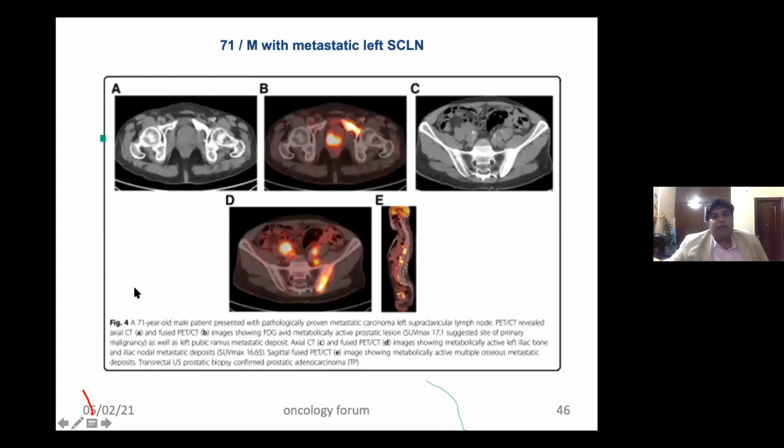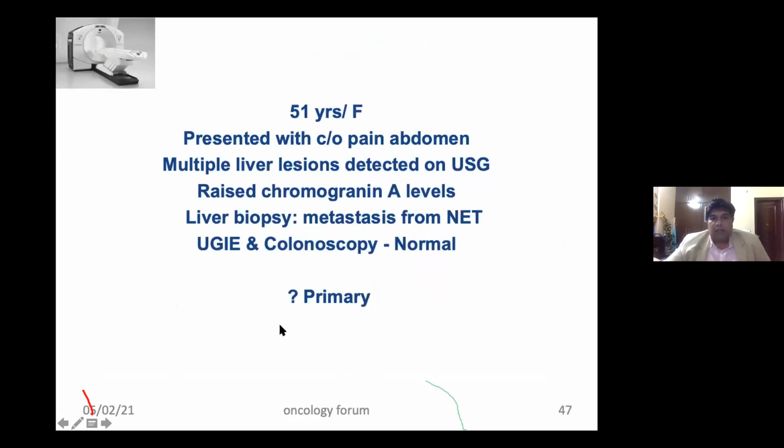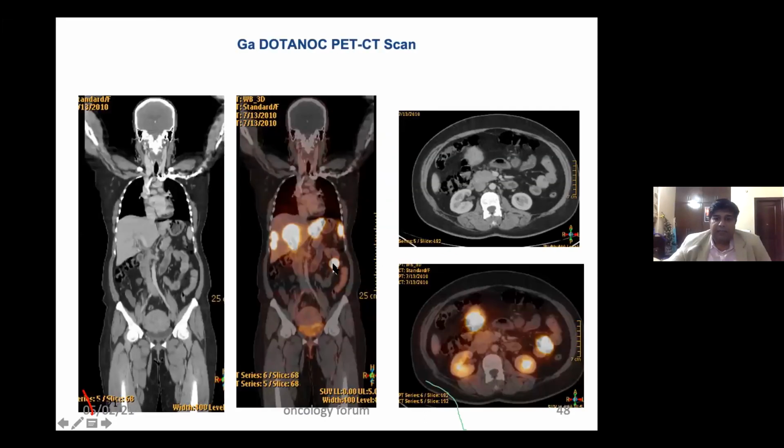A 71-year-old male with metastatic left supraclavicular lymph node. PET-CT was performed. The primary site is basically prostate, with multiple lymph nodes and skeletal metastasis. So right now, for the neuroendocrine tumors, we have the DOTANOC tracer, very useful in case of neuroendocrine tumors. A patient comes with multiple liver lesions with a raised chromogranin level. Upper GI endoscopy and colonoscopy are normal in this patient. And the site of primary is basically the proximal jejunum.